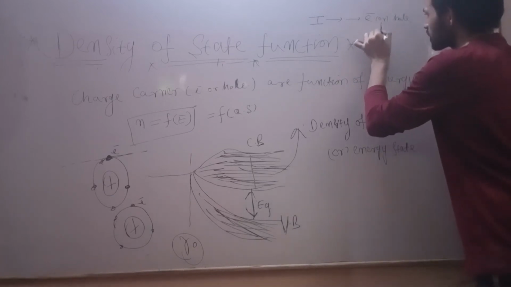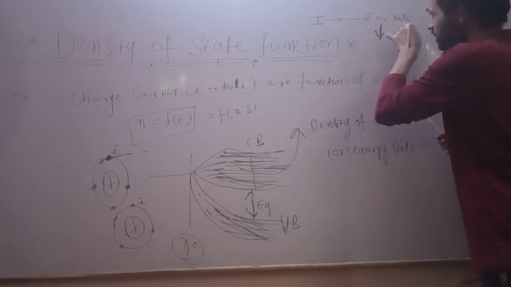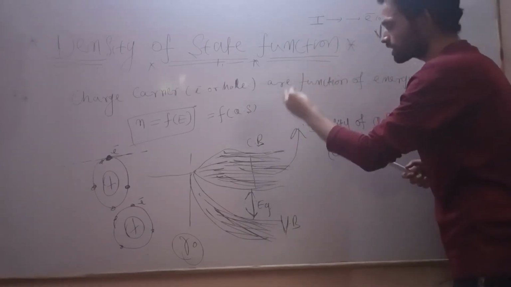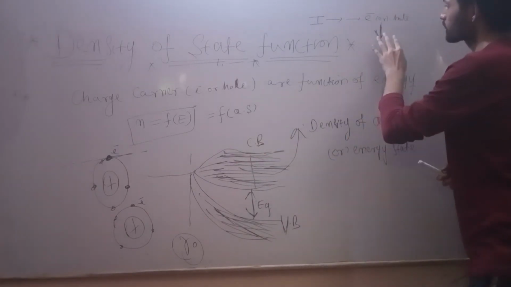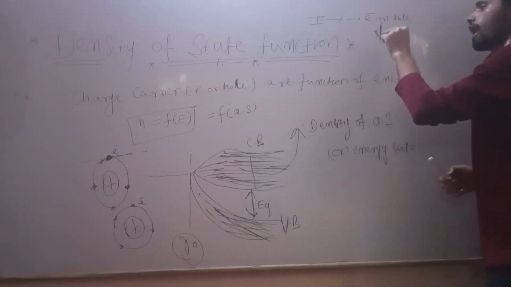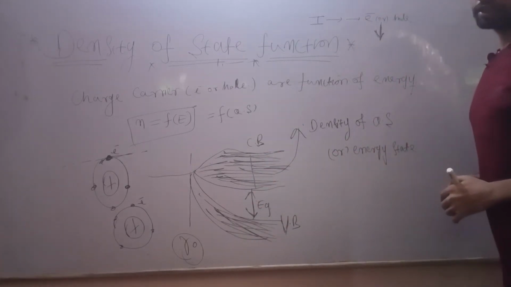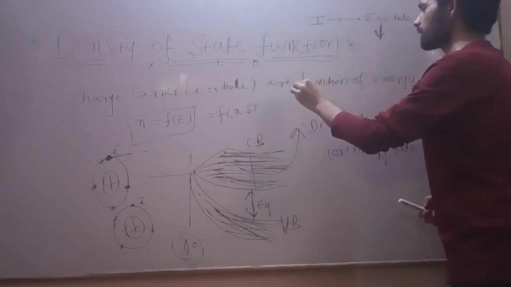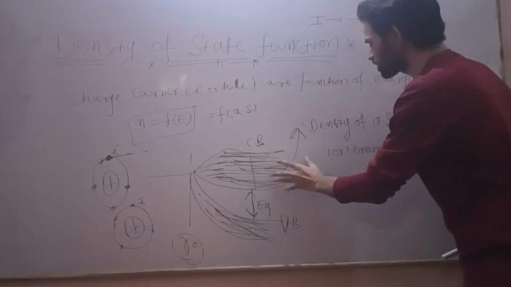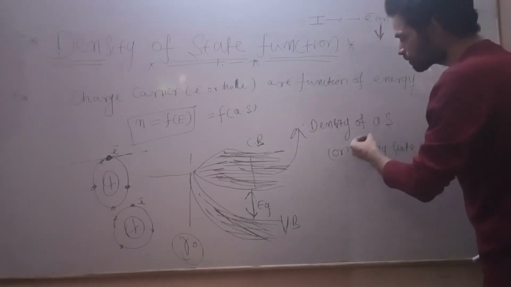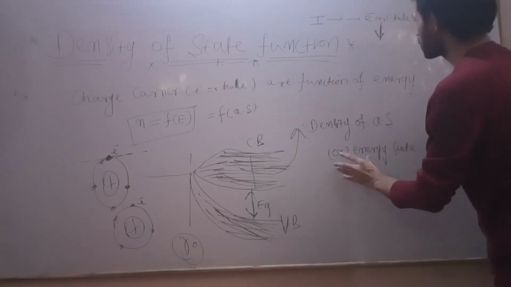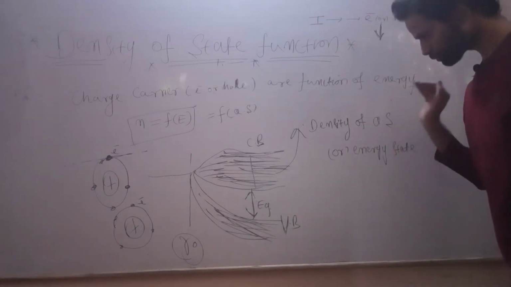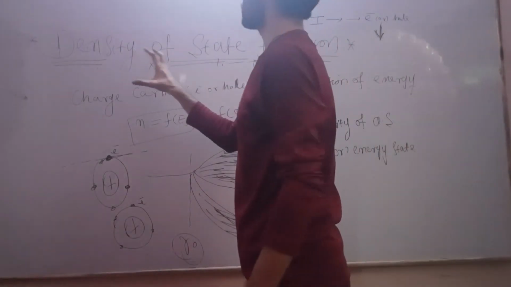So to determine the concentration of this charge carrier, it is a function of the energy level. How many energy states or quantum states there are, that many electrons and holes are present in the conduction band or in the valence band. So our ultimate goal here is to determine the density of quantum states. This is the main purpose of the density of state function.